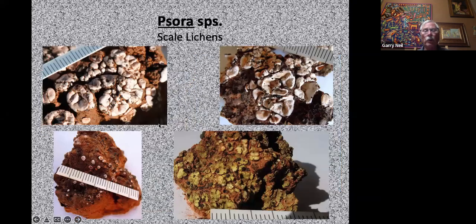Another, again, the Psora. There's close-ups again. Again, these are soil lichens. The big characteristic is it's squamulous and the little black reproductive structures that are associated with it. These are 4 different species of this particular genus.